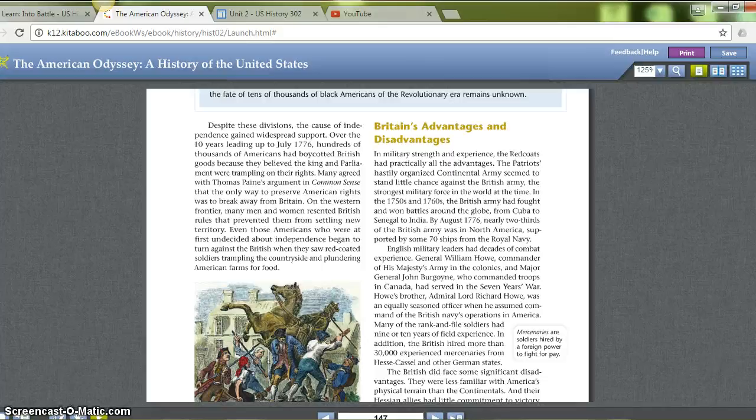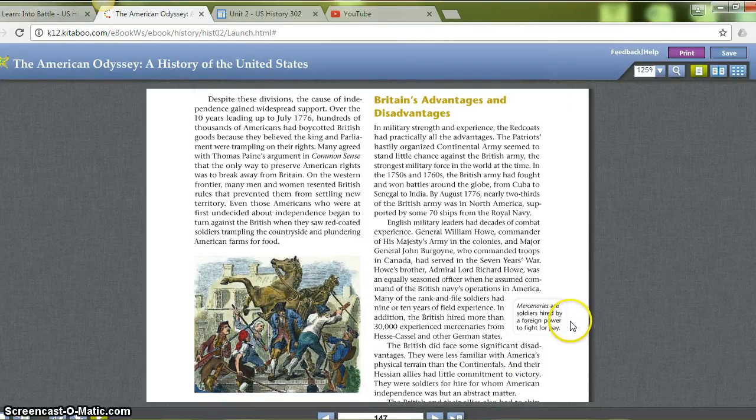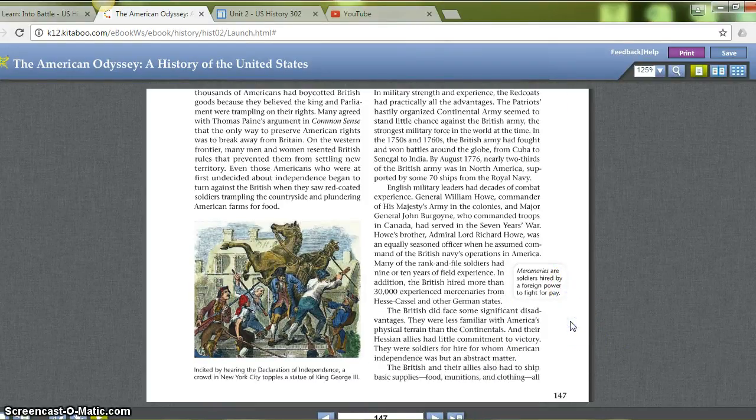Howe's brother, Admiral Lord Richard Howe, was an equally seasoned officer when he assumed command of the British Navy's operations in America. Many of the rank-and-file soldiers had 9 or 10 years of field experience. In addition, the British hired more than 30,000 experienced mercenaries from Hesse-Kassel and other German states. Mercenaries are soldiers hired by a foreign power to fight for pay.